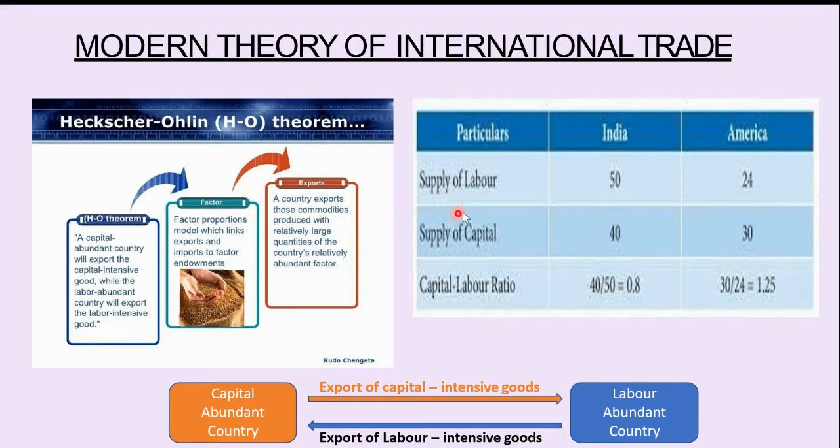According to Heckscher and Ohlin, a capital abundant country will export the capital intensive good, while the labor abundant country will export the labor intensive goods.